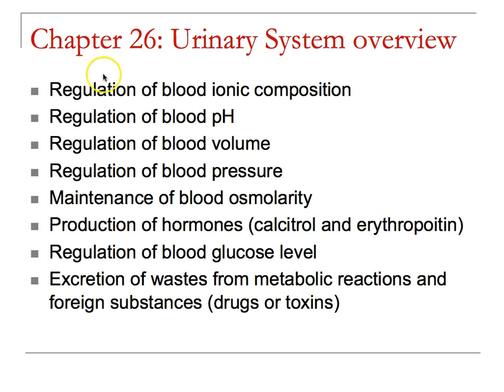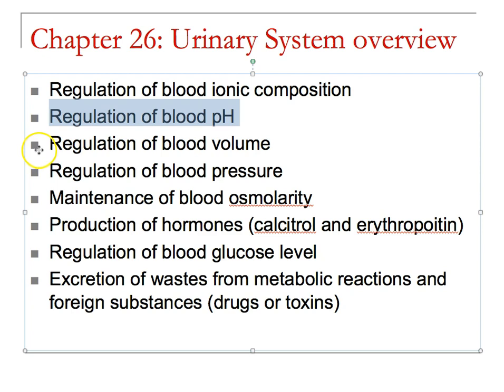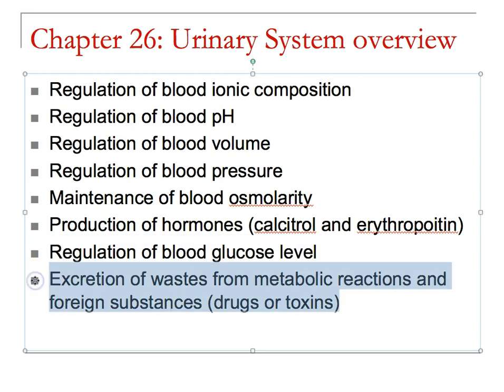You can see regulation of blood ionic composition, regulation of pH, regulation of blood volume, regulation of blood pressure, maintenance of blood osmolarity. We're going to use the kidneys as sites of synthesis for calcitriol and erythropoietin, as well as regulation of blood glucose levels. And even though we don't get into it in terms of foreign substances such as drugs and toxins, excretion of wastes.